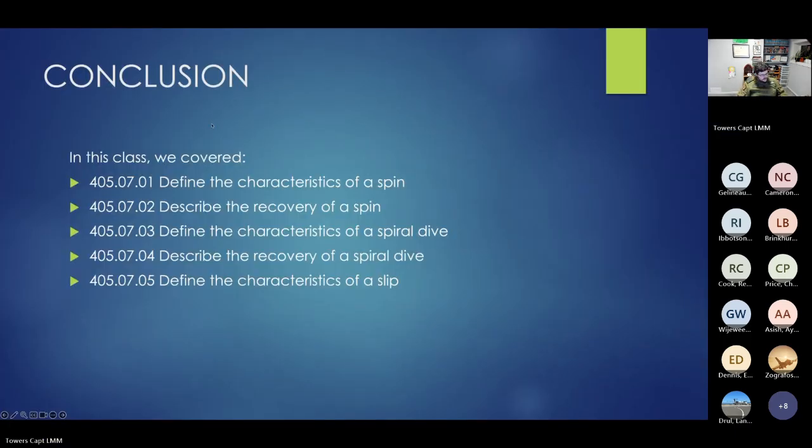So that was 405.07: spins, spiral dives, and slips. We covered the characteristics of a spin. We talked about the recovery of a spin. We talked about the characteristics of a spiral dive, the recovery of a spiral dive, and the characteristics of a slip. I've been Captain Towers, and I hope you guys enjoyed this.